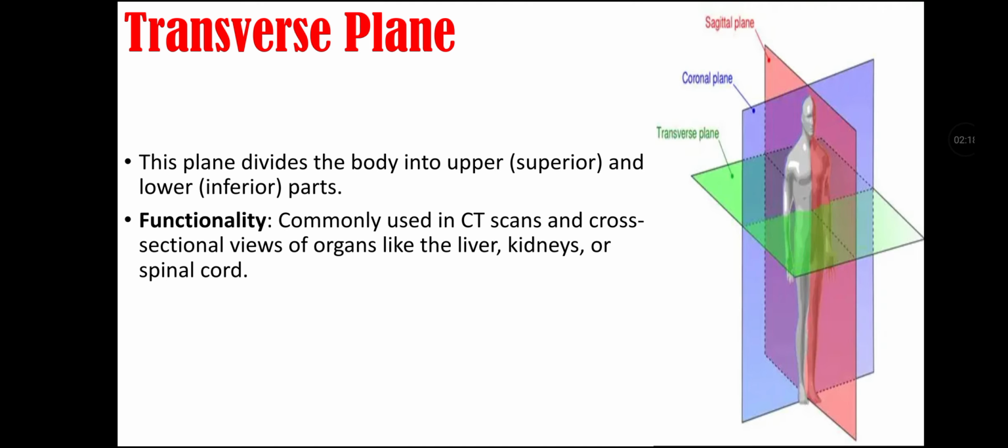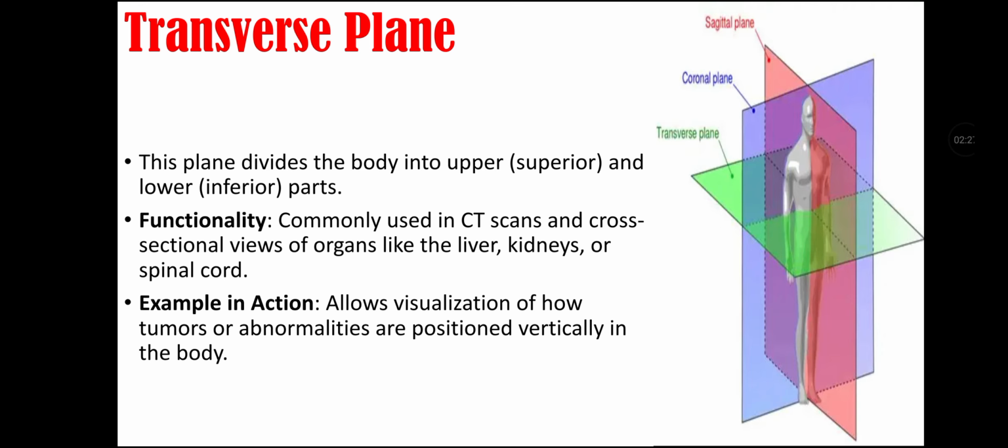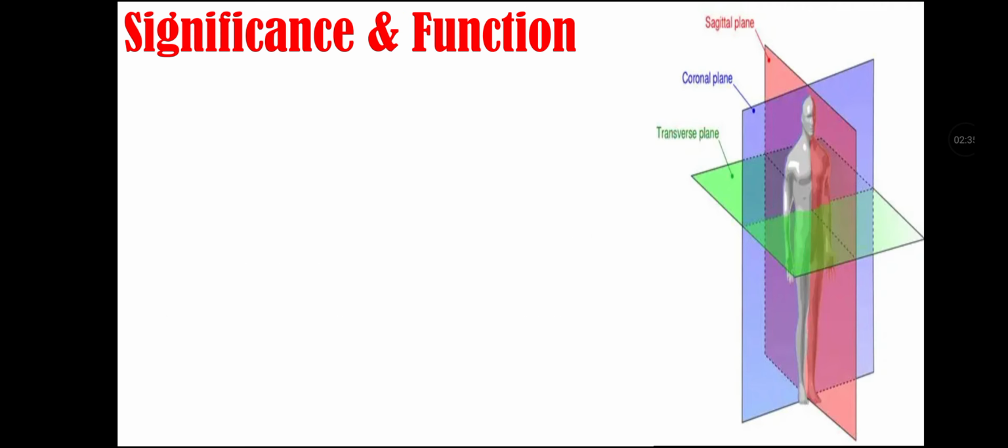Functionality of transverse plane. It is commonly used in CT scan and cross-sectional views of organs like the liver, kidney, or spinal cord. Example in action. This plane allows visualization of how tumors or abnormalities are positioned vertically in the body.